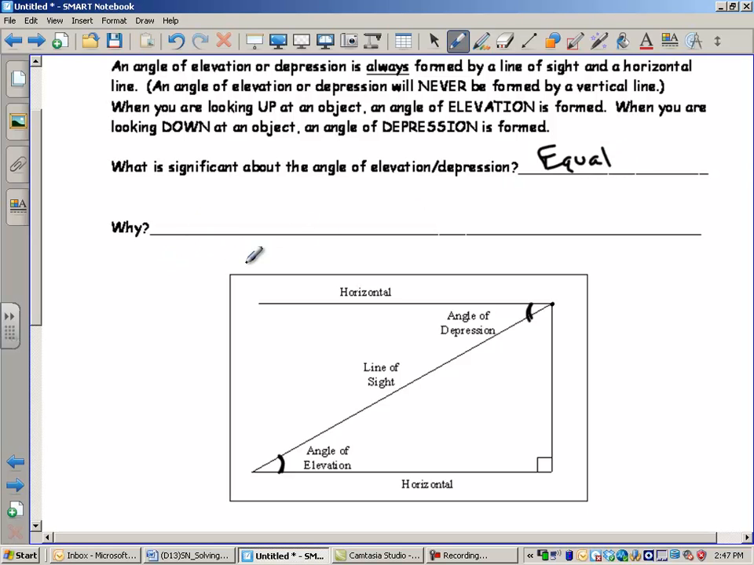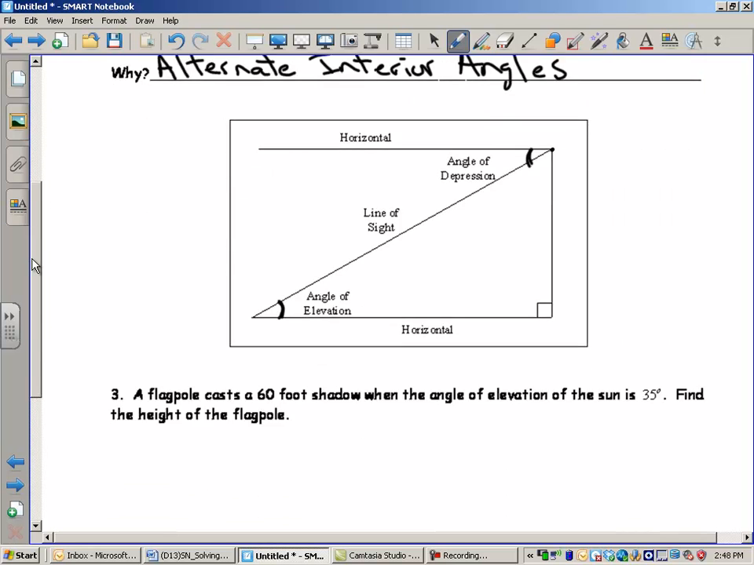And do you know why that is? Do you remember from this picture the name of these two angles? That's right. They are alternate interior angles, and they are going to always be equal. So if you are given the angle of depression, as a bonus, that automatically means you're given an angle of elevation. What am I missing here? The word angles. Okay.